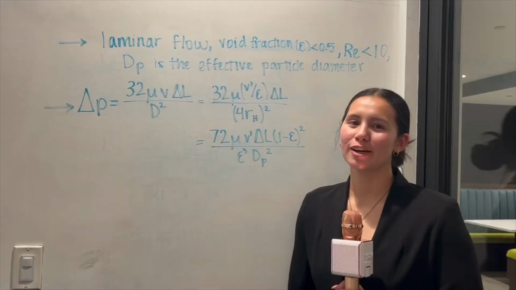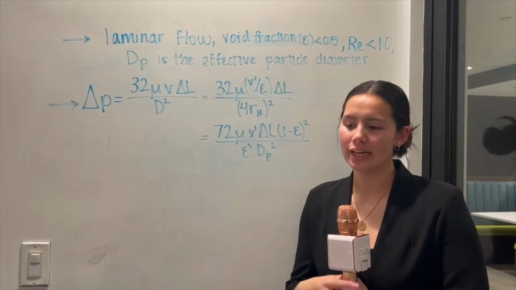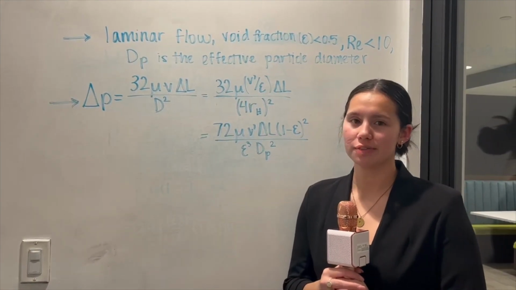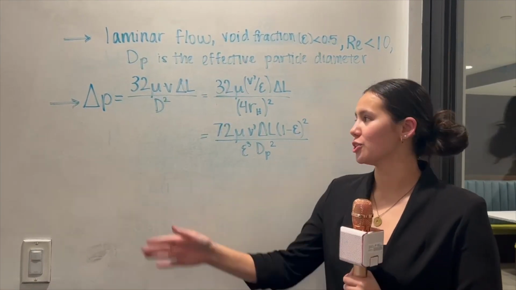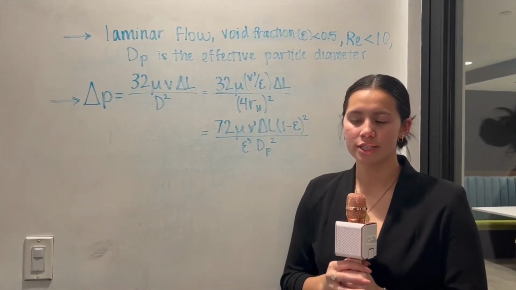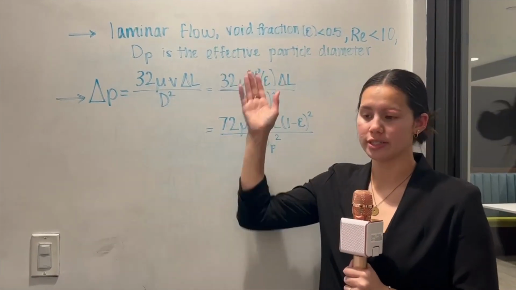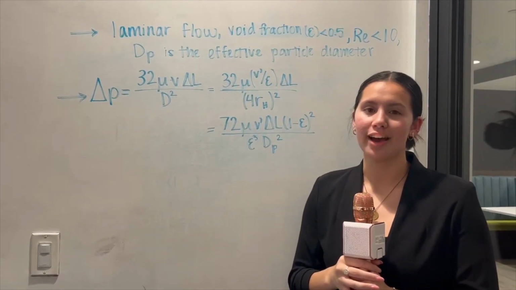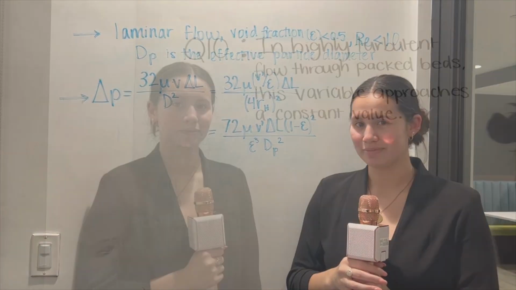Question 9. The Blake-Kozeny equation shown here is valid under these conditions. What is laminar flow, a void fraction less than 0.5, effective particle diameter, and a Reynolds number less than 10? That is correct. Combining the Hagen-Poiseuille equation with RH and the superficial velocity v prime, that gives you the following equation. Experimental data shows that the constant should be 150 under these conditions, which results in the Blake-Kozeny equation as shown in the original statement.